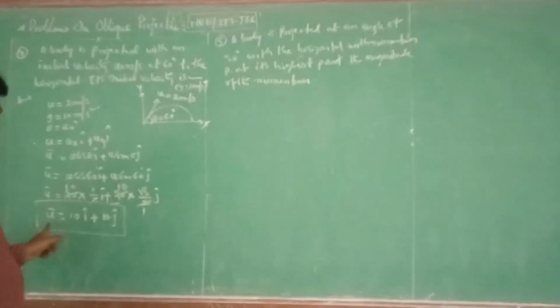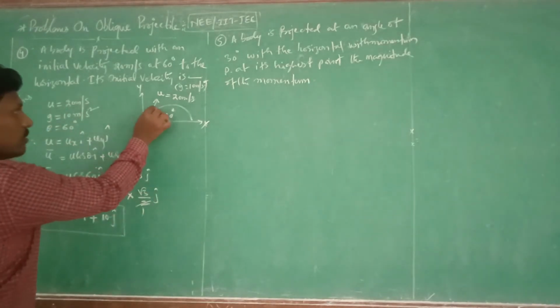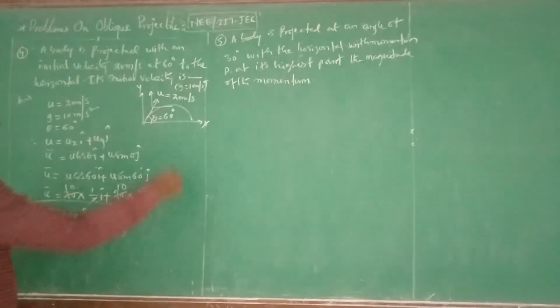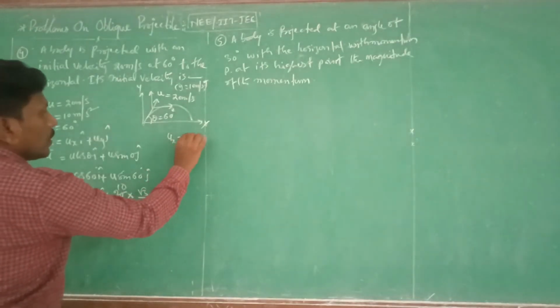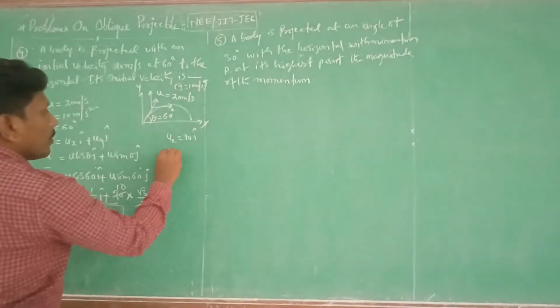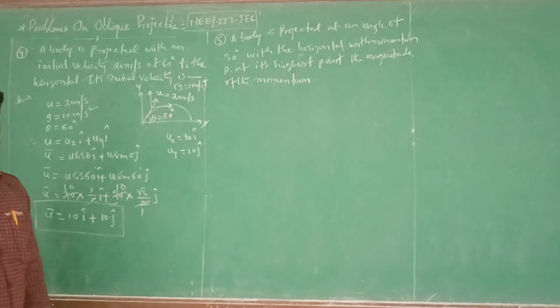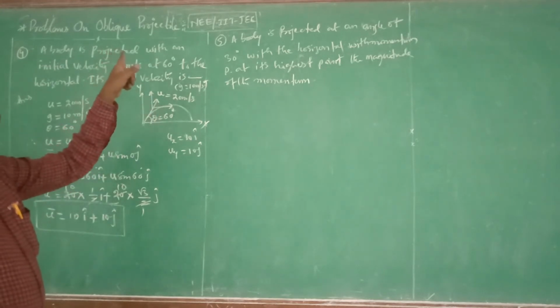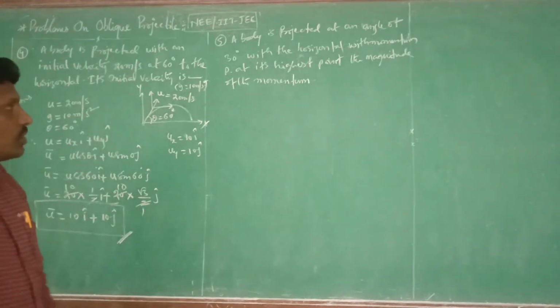Because whatever the 20 meter per second, it divides into two components. That is ux is equal to 10 i cap, uy is equal to 10 j cap. Clear? So this is 10 i cap along x direction, 10 j cap along y direction. This is the initial velocity in position vector form.